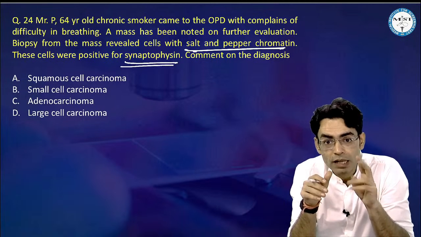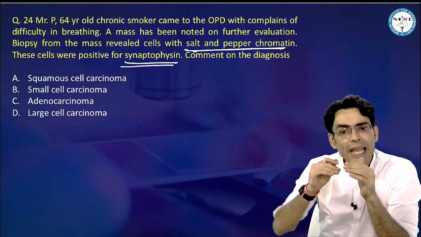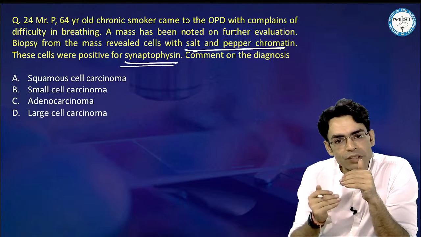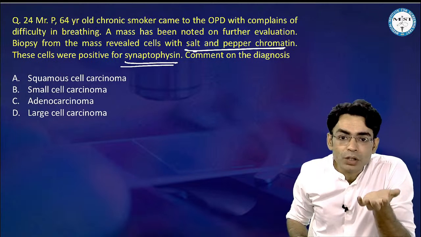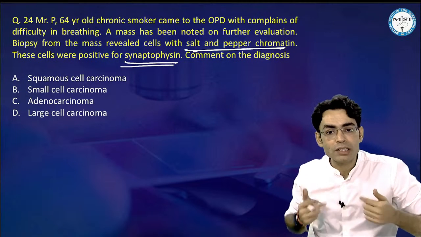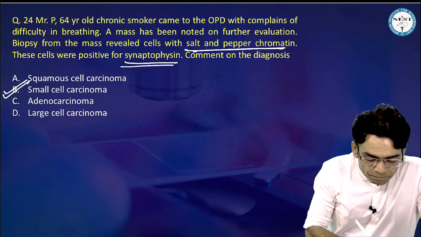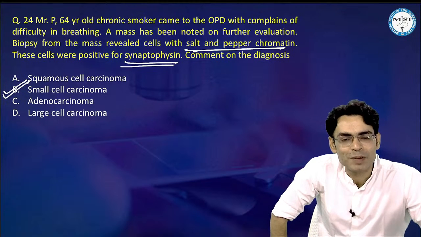There are 2 stains, synaptophysin and chromogranin. Any kind of neuroendocrine tumor will be positive for these stains. And small cell carcinoma lung, it is coming from the neuroendocrine cells which are there inside the bronchus. So the correct answer for this question is small cell carcinoma lungs.